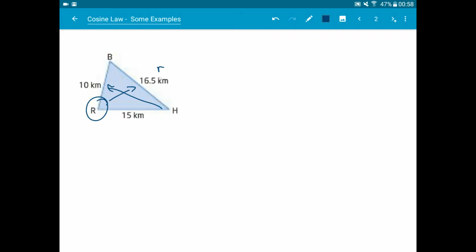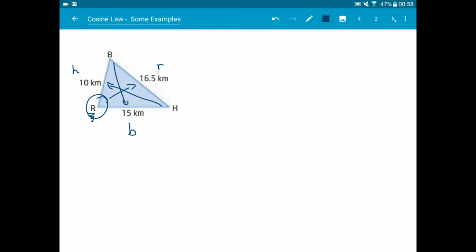Okay, so little r across from big R, little h across from big H, little b across from big B, and then we're looking for the one that matches with the r's. So our form is going to be r squared is equal to h squared plus b squared minus 2hb cosine big R.